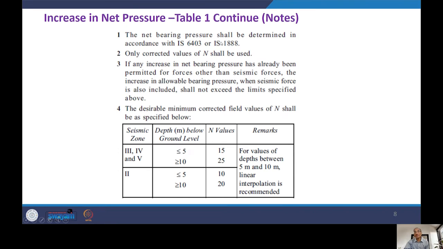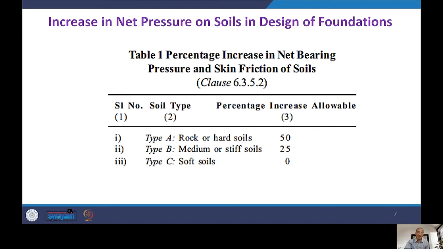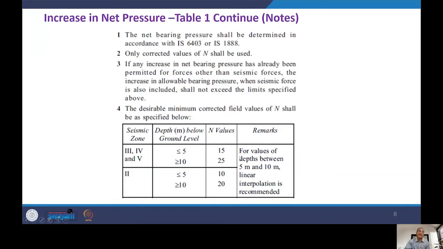First of all, the net bearing pressure shall be determined in accordance with IS 6403 or IS 1888. Whatever the net pressure determined, if you are considering the earthquake load, then according to Table 1 the net bearing pressure can be increased for medium and rocky sites. Only corrected values of N shall be used, which is coming later. If any increase in net bearing pressure has already been permitted for forces other than seismic forces, the increase in allowable bearing pressure when seismic forces are also considered shall not exceed the limits.